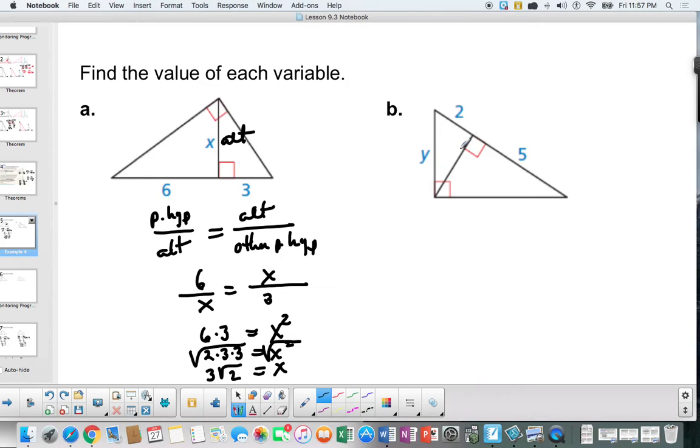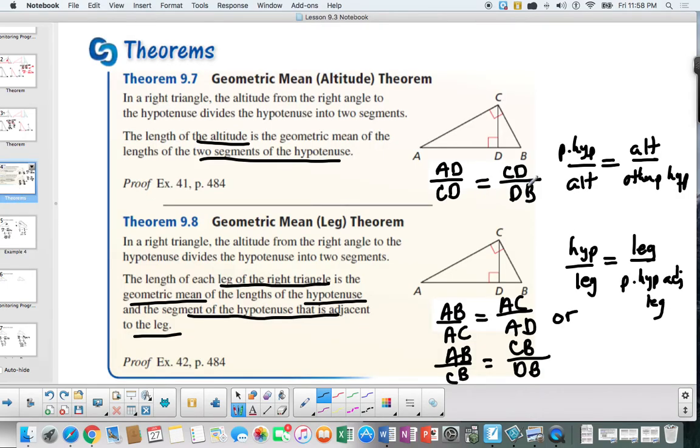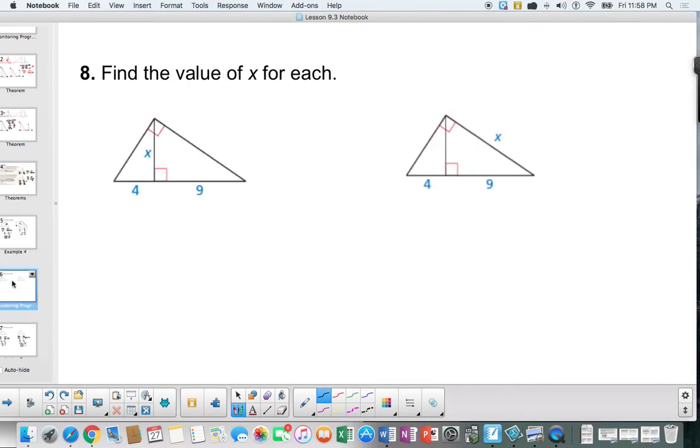In this particular problem, I don't have the altitude, I have a leg. So I'm going to use the other theorem, which is the geometric mean leg theorem. So I'm going to put y here and y here, because the leg is a geometric mean between the whole hypotenuse, which is 7, and the part of the hypotenuse adjacent to the leg. So this is going to be 14 is equal to y squared, y is equal to root 14, and we can't simplify root 14. So I'm going to go back again to this page. These are the two theorems that you need to be able to use. Okay, your turn.